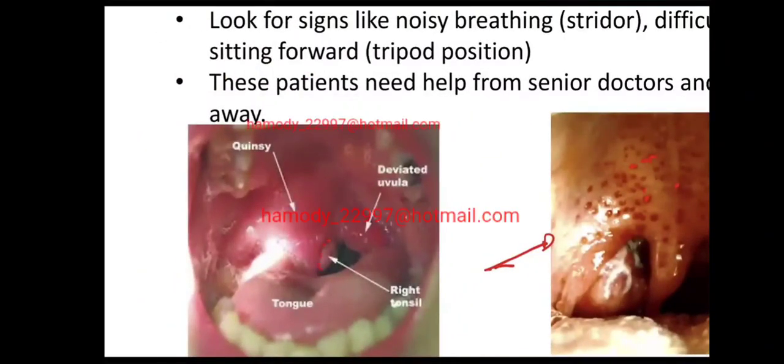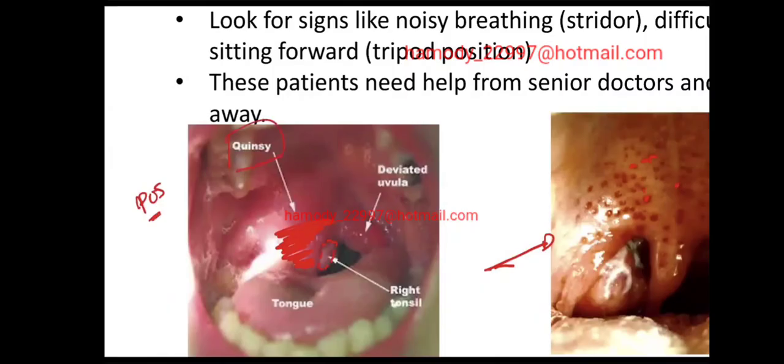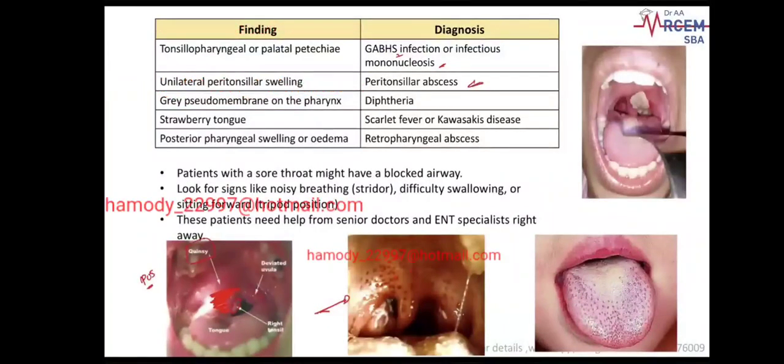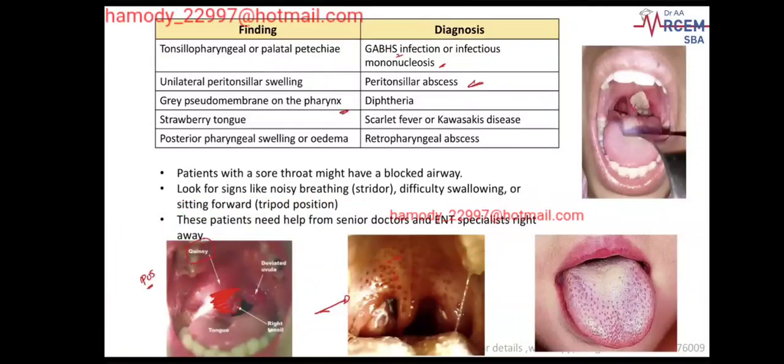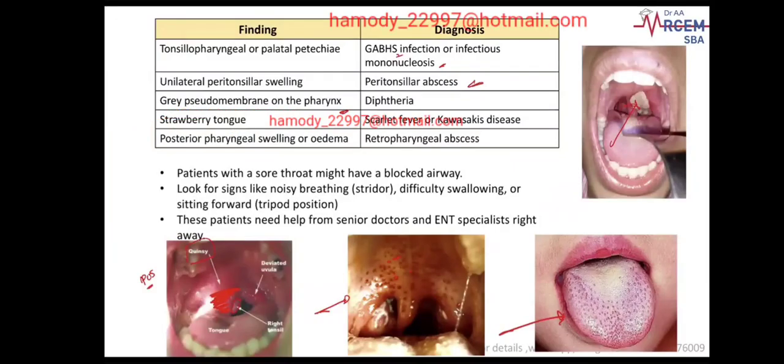Any swelling behind the tonsil. So this what you are seeing is a tonsil. Behind this what is present is the swelling. What is this swelling? This is accumulation of the pus which is present here. This is known as quinsy, also known as peritonsillar abscess. Gray color pseudomembrane on the pharynx is suggestive of diphtheria, which we have already learnt. A strawberry tongue: anyone comes with a strawberry tongue, you have two differential diagnoses from an exam point of view. Either it is scarlet fever or it is Kawasaki's disease.